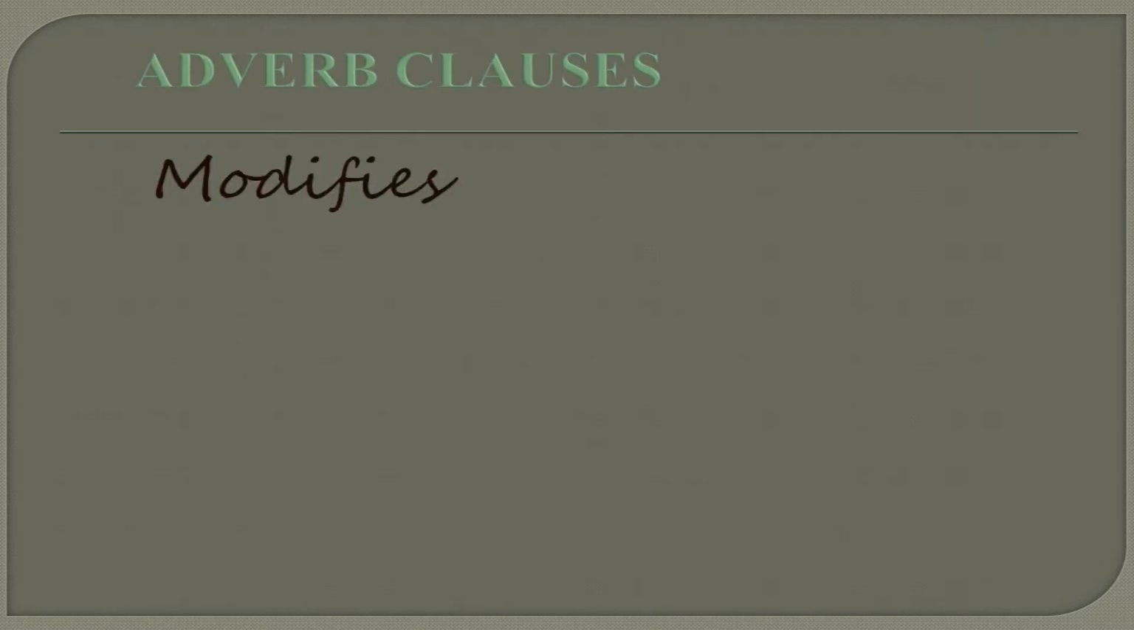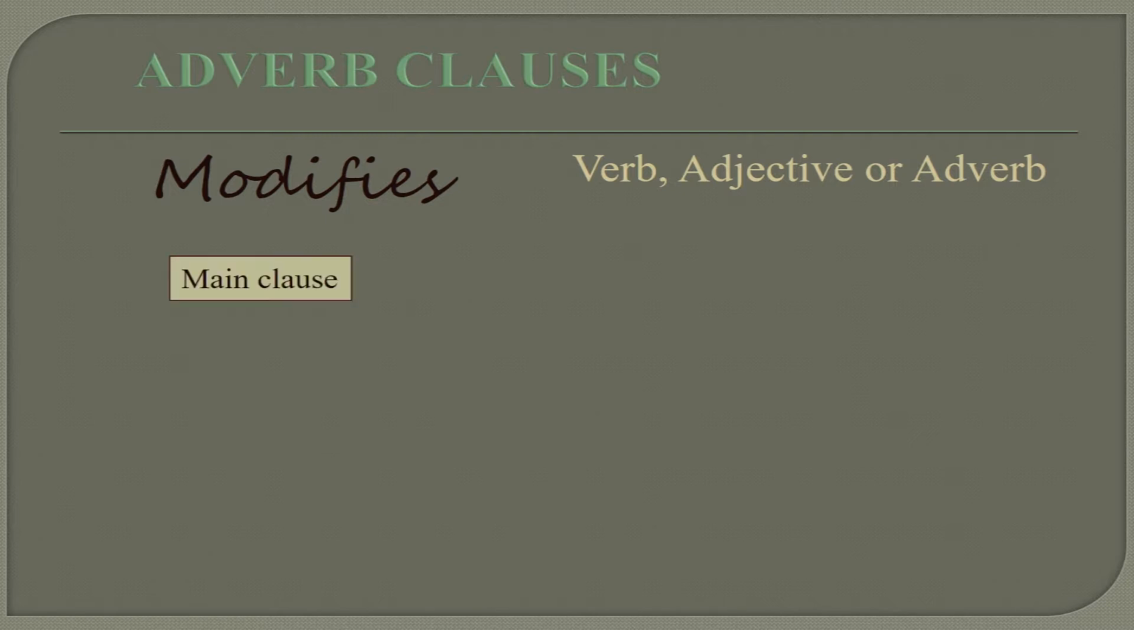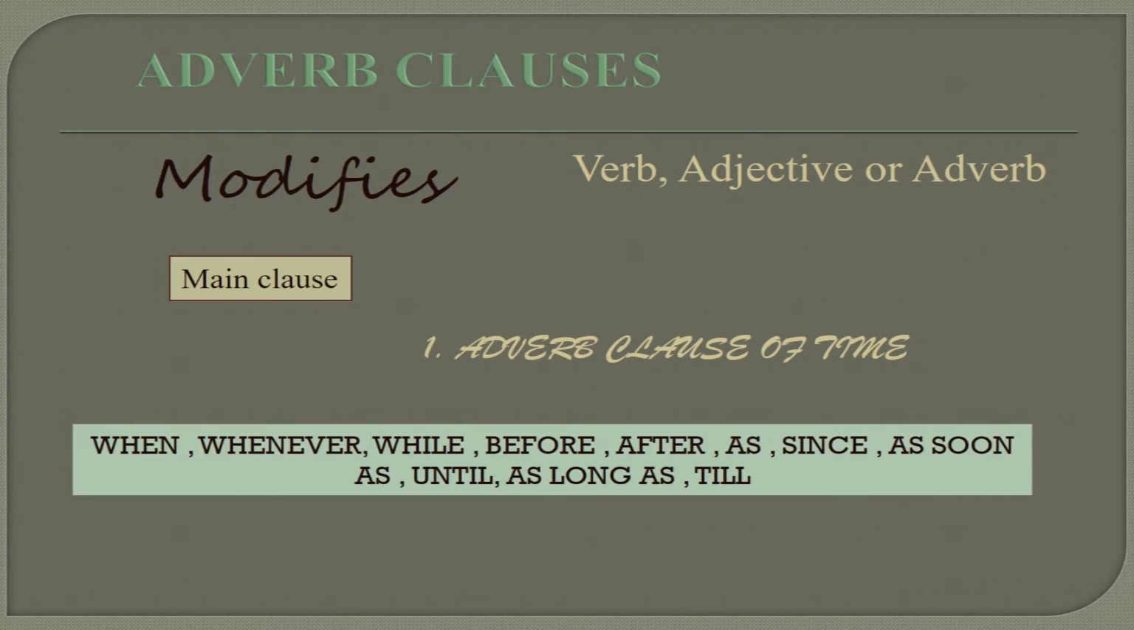Adverb clauses. An adverb clause modifies the verb, adjective, or adverb in the main clause. For example, adverb clause of time. An adverb clause of time is introduced by subordinate conjunctions like when, whenever, while, before, after, as, since, as soon as, until, as long as, till, and many more.